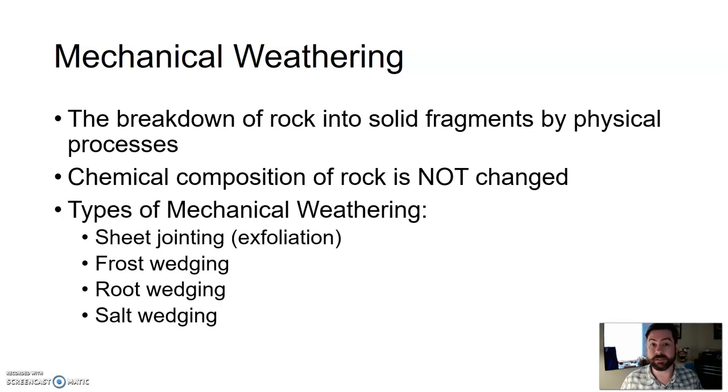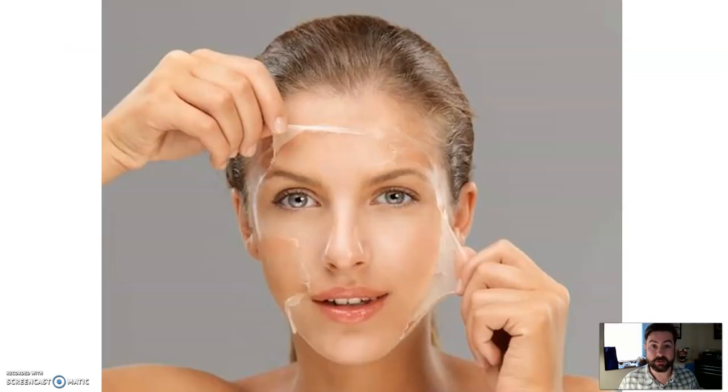There are a few different types of mechanical weathering. We'll explain each of these. Sheet jointing, sometimes known as exfoliation. Frost wedging, root wedging, salt wedging. Oh my gosh, this lady is pulling off her face. No, she is exfoliating.